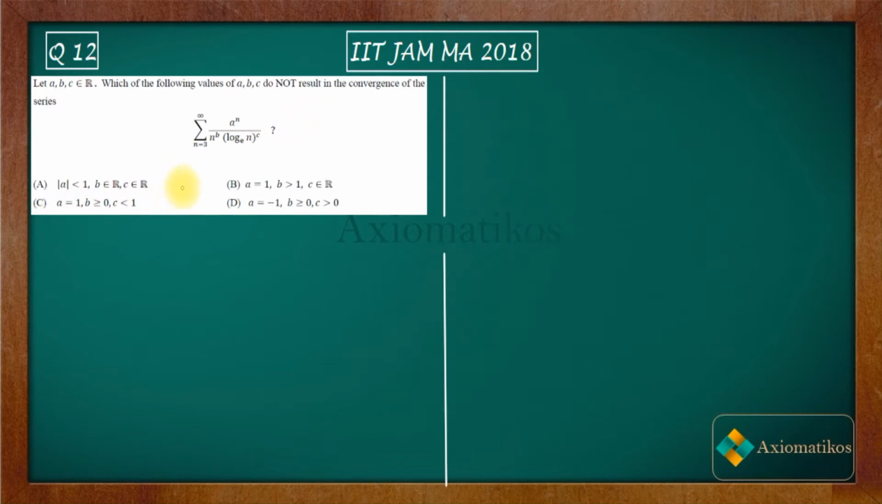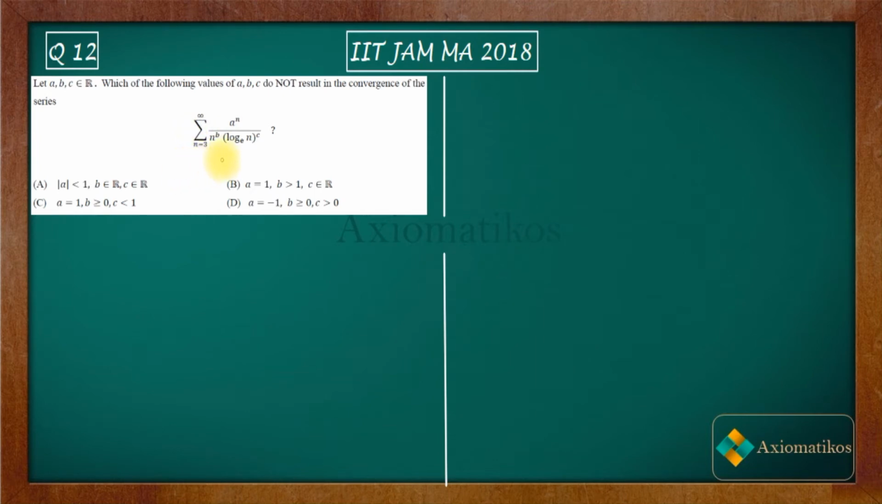That means it can happen that for some values inside, let us say this is option A, and let us say this is your answer. It may happen that for some values of a, b, c inside this set A the series converges. But if for only one value inside this set A the series is not converging, that means this is your correct answer. The question is not saying that for every value inside this set, this series will not converge. Are you getting my point?